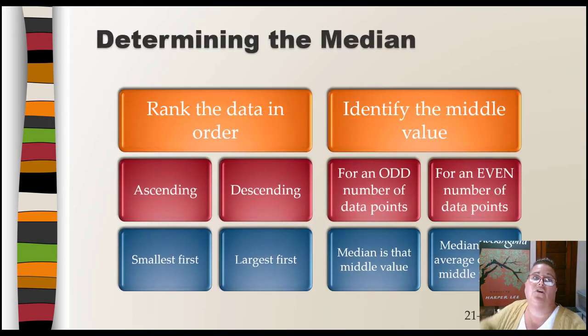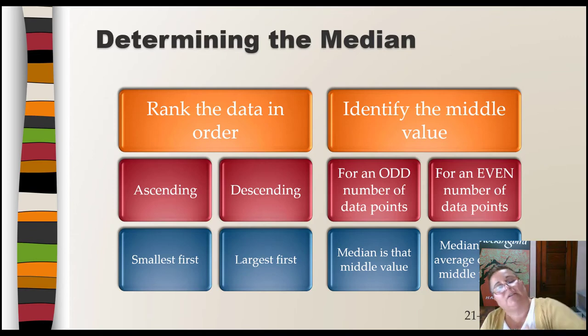All right, so how do you determine the median? First things first, rank the data in order, either ascending or descending, it doesn't matter. Second part is you need to identify the middle value. For an odd number of data points, 3, 5, 7, 9, 731, odd, ends in a 1, you need to know that the median will be the value in the middle. You've lined everything up on the left, you've lined everything up on the right, and there's one number in the middle. That's your median.